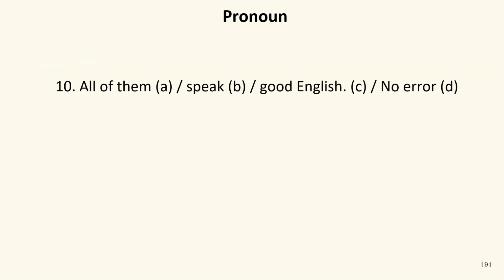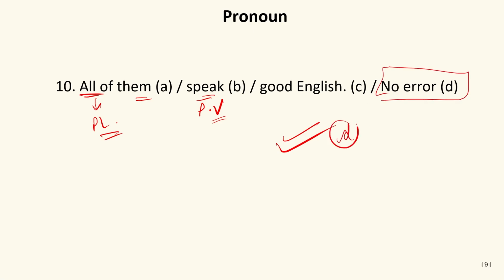All of them speak good English. Now we are talking about all. All are plural of them. It means they are countable. Speak is a plural verb. So with plural noun, plural verb, or plural pronoun, plural verb, or you can say plural subject, plural verb. So the sentence is absolutely correct. All of them speak good English. They are good at English. So no error. D is the correct answer.